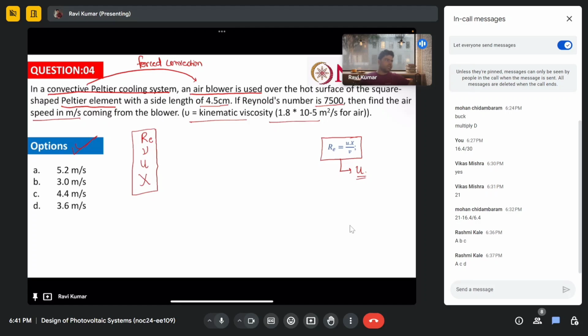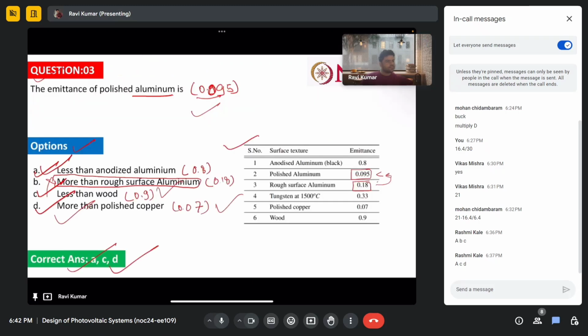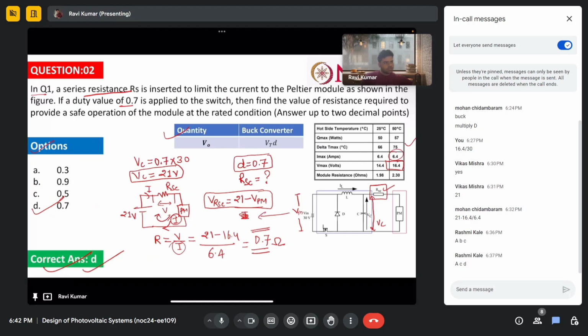Sir, yes, sir, I have a doubt in the previous question. Sir, can you go to that, please? Not previous to this, previous to this. Sir, why here is the temperature not mentioned? But you considered 50 degrees centigrade. So how is it done, sir? Here we have directly taken 16.4 as the Vmax value and Imax value as 6.4. Why not 14.4 as Vmax? Imax is the same, but why not 14.4 since here the temperature is not mentioned?